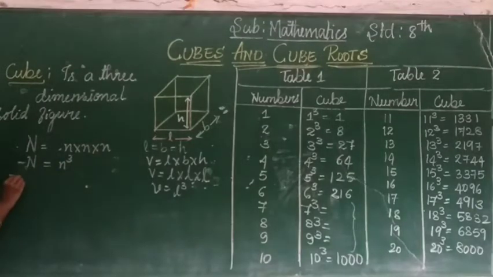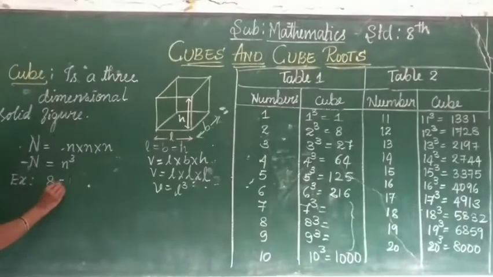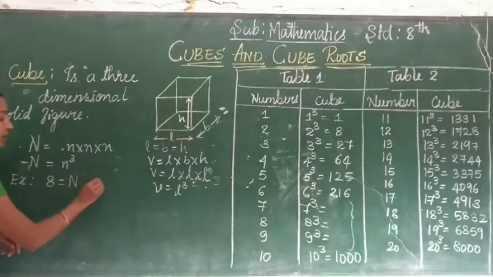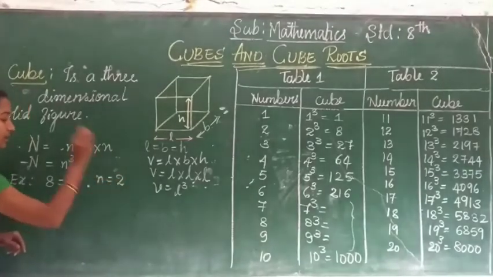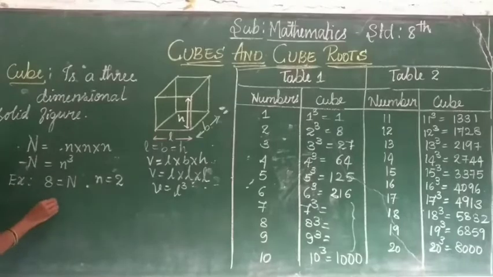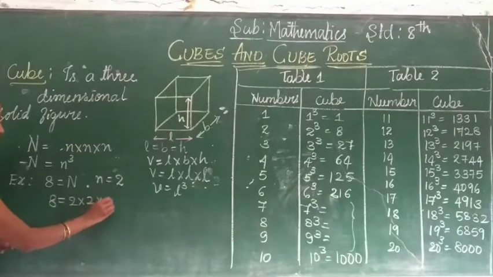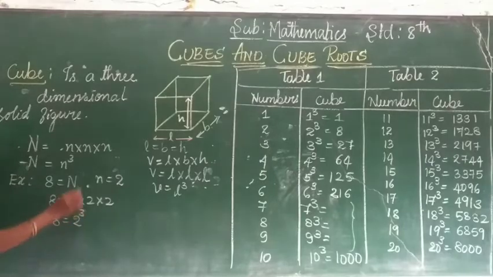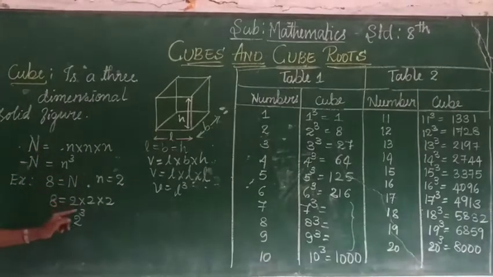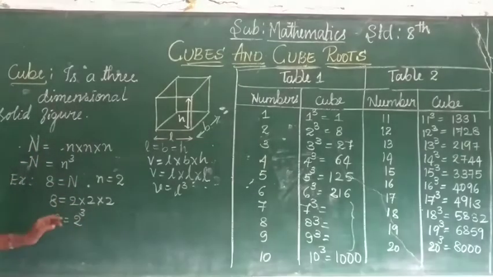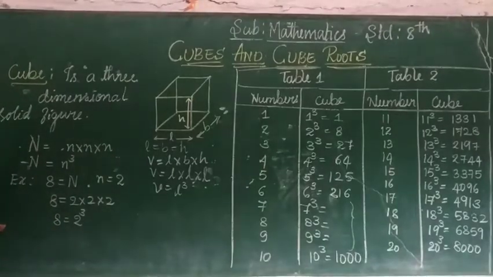For example, we take n as 2. Now let us check. n cube is 8, which is equal to 2 into 2 into 2. 8 is a cube number, obtained by multiplying 2 by itself 3 times. That is a perfect cube.